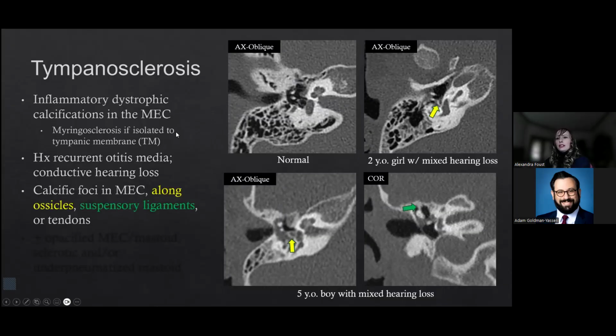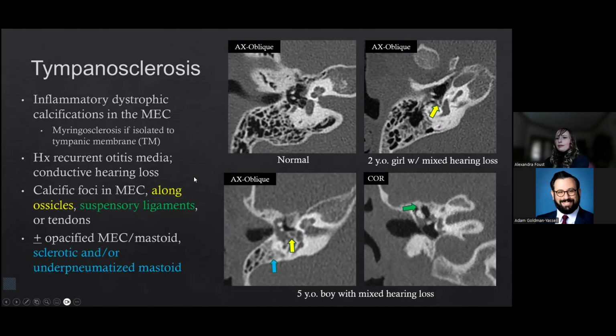And on imaging, what we're looking for is basically calcifications in the middle ear cavity along places where they shouldn't be. There's too much calcification along the stapes, and whereas it's normally sort of pencil thin and not as dense as the other ossicles, it's much too dense. And we see additionally calcifications along some of the suspensory ligaments or tendons, as in this case, we've got superior suspensory ligament calcifications here. And then you might also see secondary findings of the chronic inflammation. So often you'll see that the mastoid is under-pneumatized compared especially to this case, which is more normal pneumatization. You might see a sclerotic-looking mastoid, and you get opacified air cells that are there.